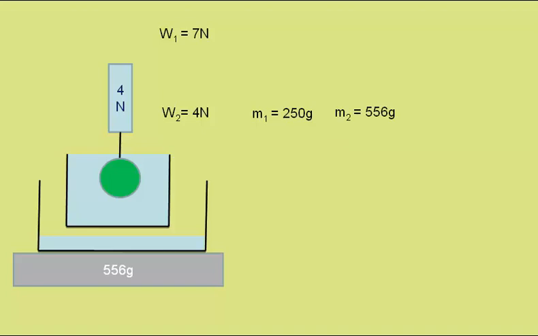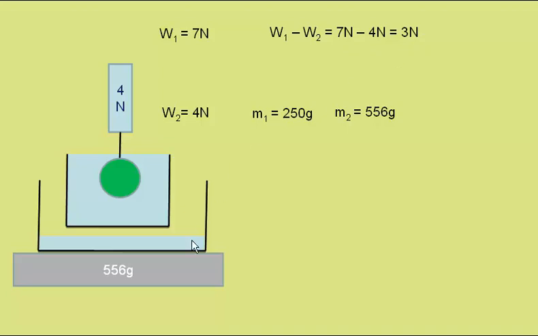So the weight of the object appears to have changed because it's in the water. We can find out the value from W1 minus W2, which is in this case 7 newtons minus 4 newtons. The weight has changed by 3 newtons.